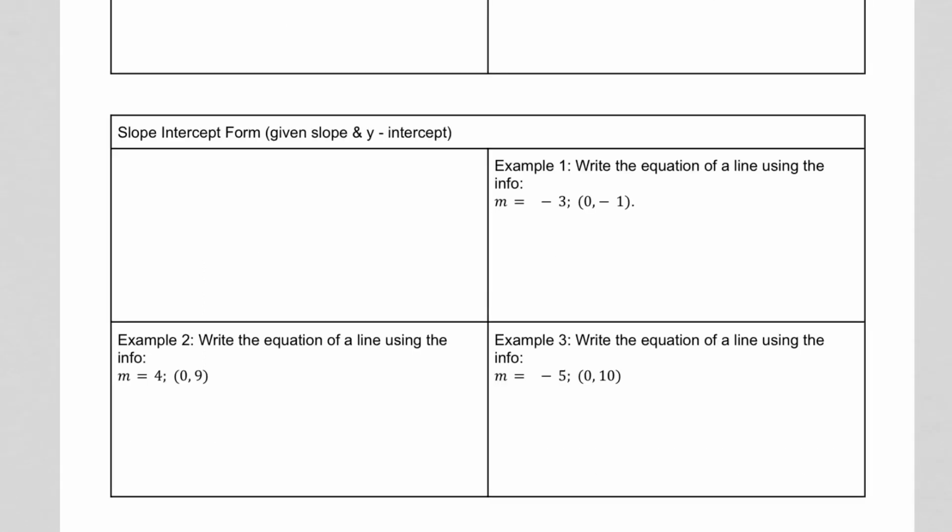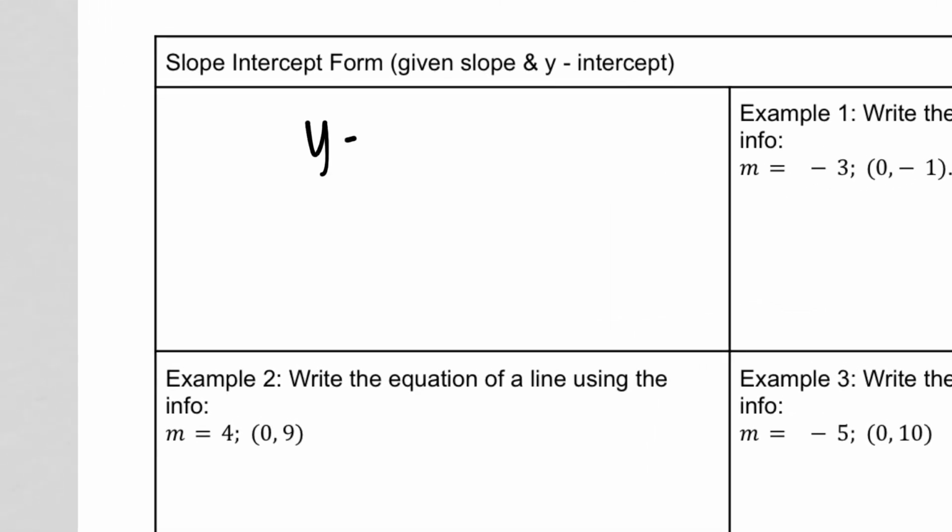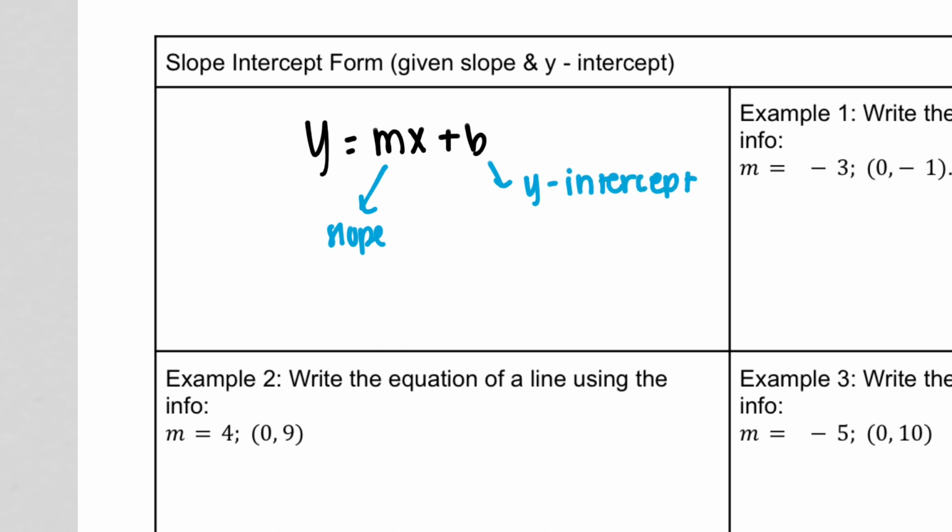One of the ways we covered how to write an equation was slope-intercept form. This is the one that most people know and it's more common. This is your y is equal to mx plus b. Now, we already talked about how m stands for slope, and b is going to be your y-intercept. If it's given in a point, it is going to look like 0, comma, some number.